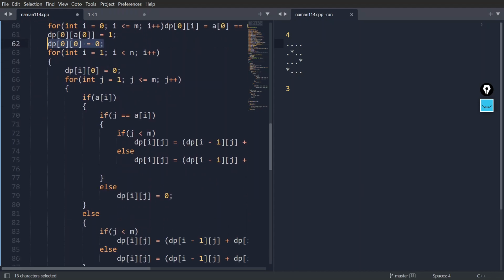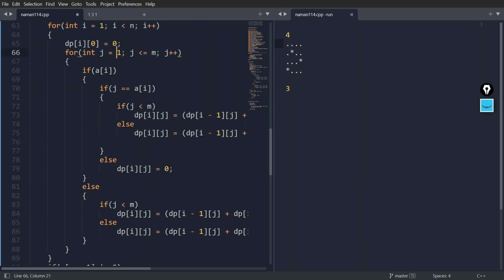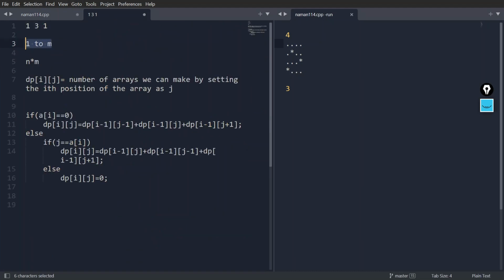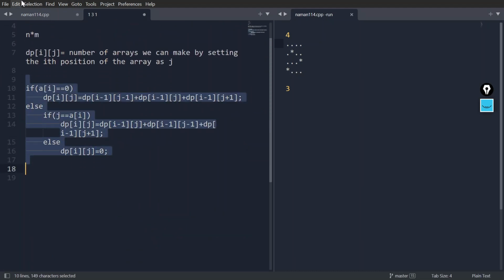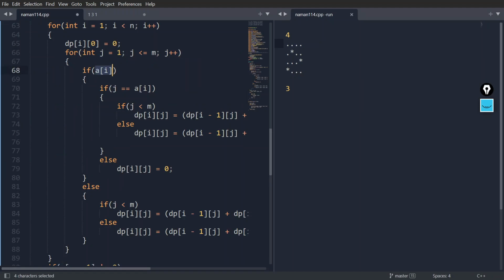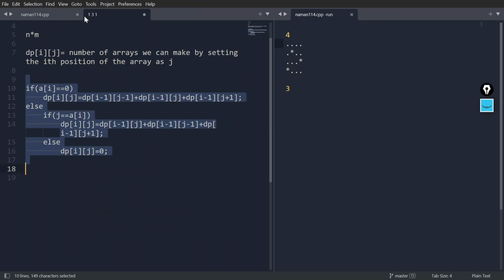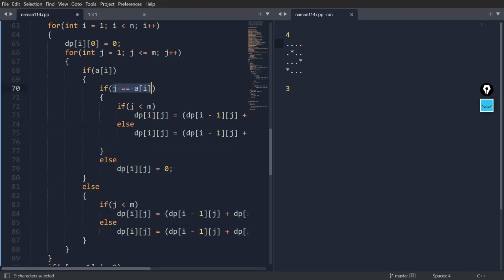Alright, next I would be iterating over all my elements. Of course, dp[i][0] is equal to 0 because it is not valid. For all the rest of the elements, for j is equal to 1 to n, what I would be doing is just this relation only. If I have some value in a[i], and if j is equal to a[i], we saw here that we would be doing this step only if j is equal to a[i].